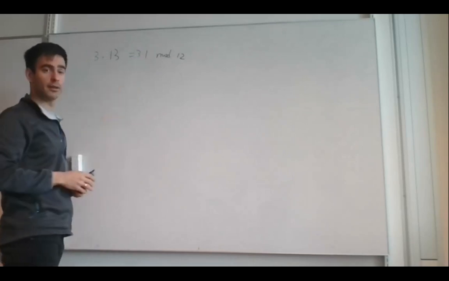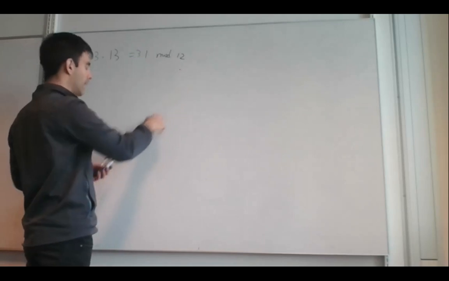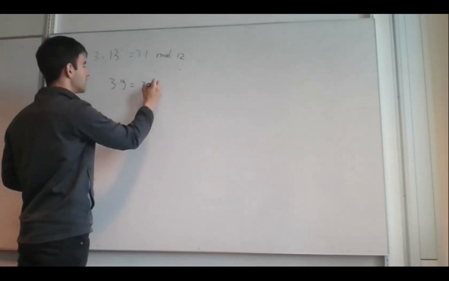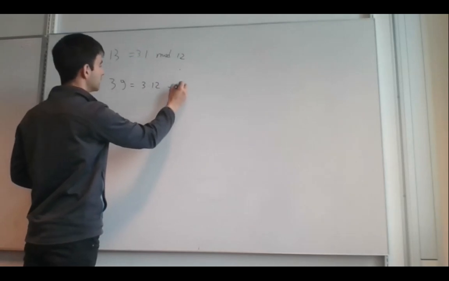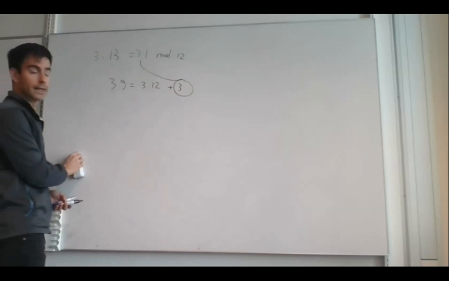For instance, 3 times 13, 39. Well, 39 modulo 12, let's write it down. 39 is equal to 3 times 12 plus 3. And this is the 3 we're interested in, which is the same as that one. But that's great.